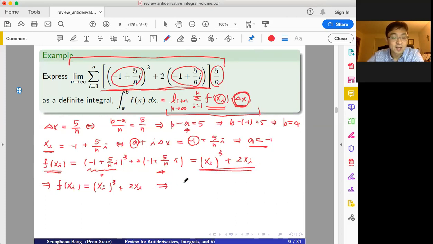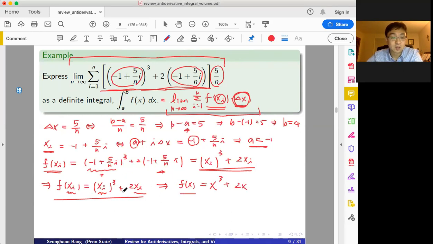So what is f of x? Could you write your answer? If you know this answer, could you write what is f of x? So f of xi is xi cubed plus 2xi. What is f of x? Only replace xi by x. So we have x cubed plus 2x.